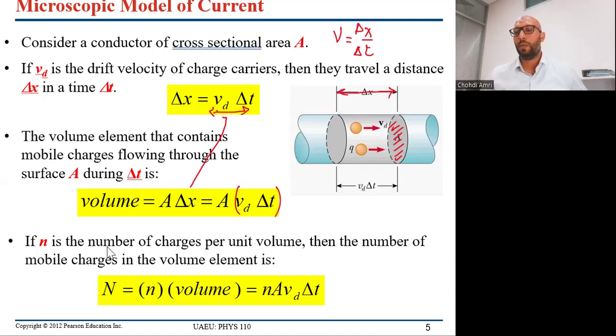Now, if we define the number of charges per unit volume, small n, it will be equal to the number of mobile charges in the volume divided by the volume. We can also say that the number of mobile charges in the volume element is equal to the number of charges per unit volume multiplied by the volume. And we know that the volume is A Vd delta t. So we can say that capital N, the number of mobile charges in the volume, is n A Vd delta t. We are done. This is our equation.